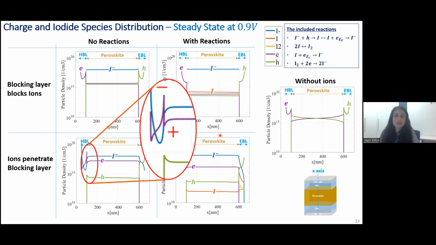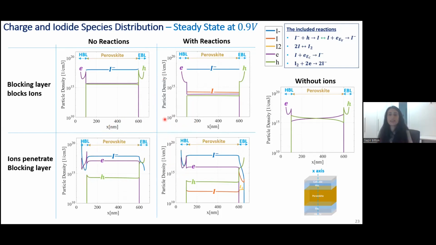We can also detect a surface dipole between the layers. So here we have electrons, a negative charge, and here the lack of ions is actually positively charged vacancies. And another significant difference can be seen in the devices with the reactions. The iodine species density is strongly dependent on the ion distribution and on whether they can or can't penetrate the blocking layers.